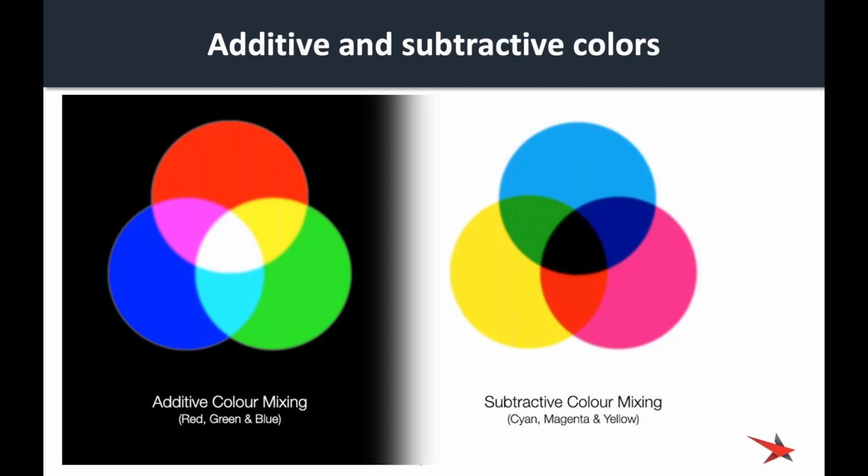Okay, there are 2 main ways that colors reach the eye. Additive colors are projected directly from a colored light source, like a computer monitor or a TV screen, while subtractive colors are reflected from an object like a printed magazine cover. I would assume that most of us right now viewing this webinar are using additive colors, watching it on a screen.